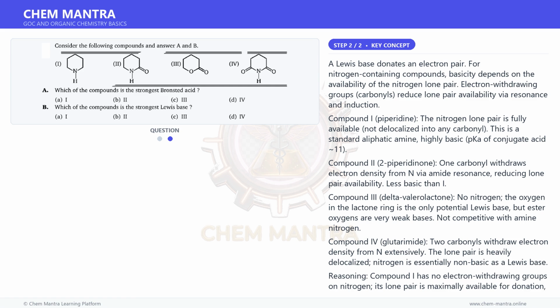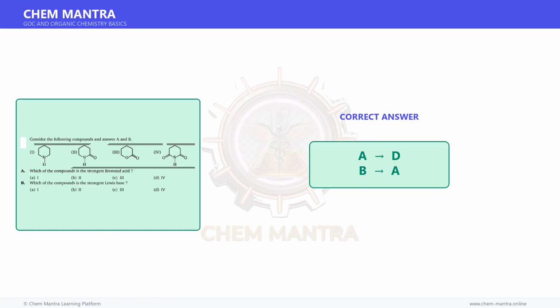Reasoning: compound 1 has no electron withdrawing groups on nitrogen. Its lone pair is maximally available for donation, making it the strongest Lewis base. Why do other options fail? 2, 3, and 4 all have reduced electron density at the basic site due to one or two carbonyls or absence of nitrogen altogether. Answer for B: A, compound 1. Therefore, the correct answer is A, D, B, A. Therefore, the correct matching is A matches D, B matches A.